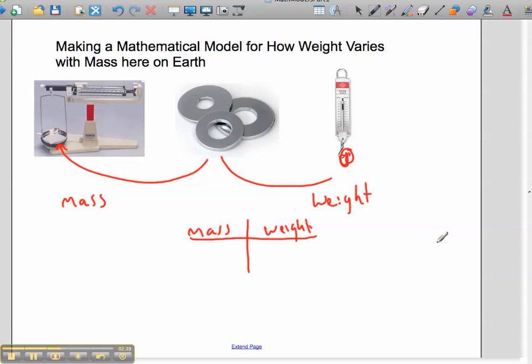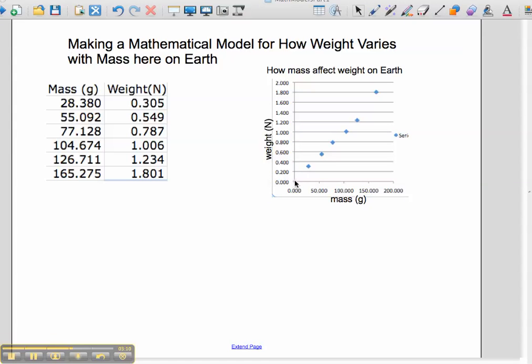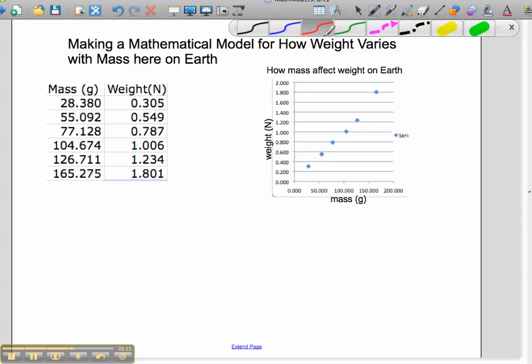Now, the data you collected probably would have looked something like this, with mass here and weight here. And so what we want to do is work with this data here to make a mathematical model, a mathematical relationship between weight and mass. And to do that, we're going to draw our best fit line in there. All right, so let's go ahead and do that best fit line right up like this, right through that data.